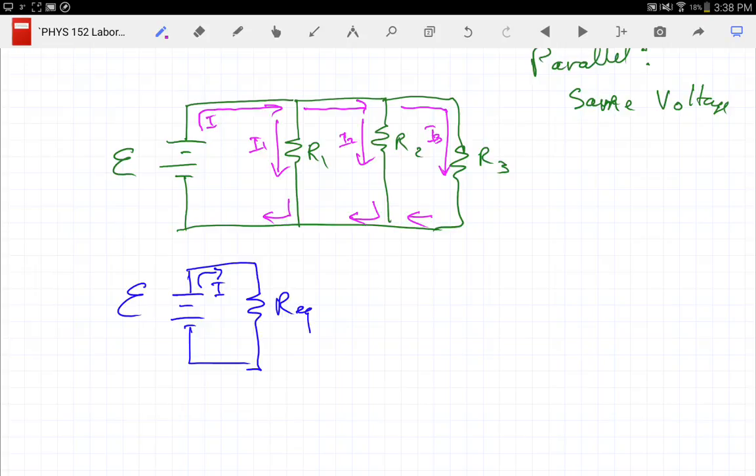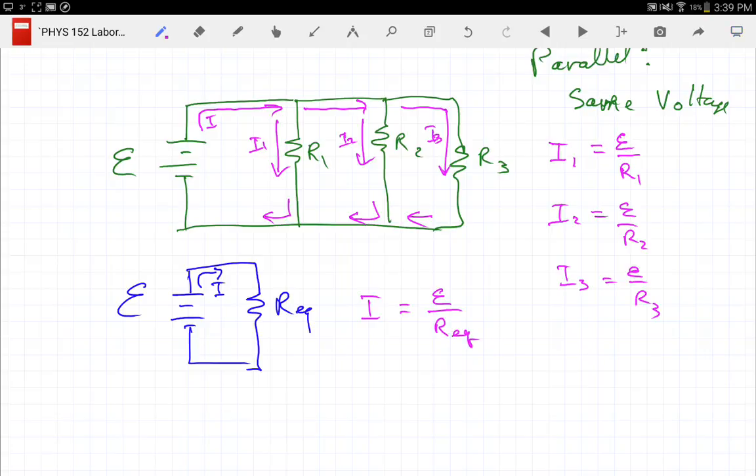Now if I go through and analyze these circuits, I can say for each one of these resistors that current 1 is equal to, according to Ohm's law, the voltage, the EMF, over R1. Current 2 is equal to the EMF over R2, and current 3 is equal to the EMF over R3. Right? Now if I come to this circuit, I just have the current is equal to the EMF over the equivalent resistance. How can I relate these two?